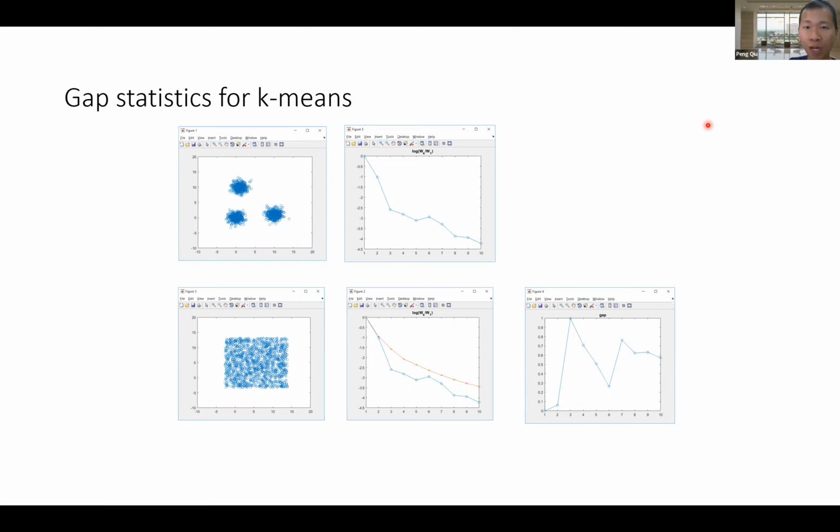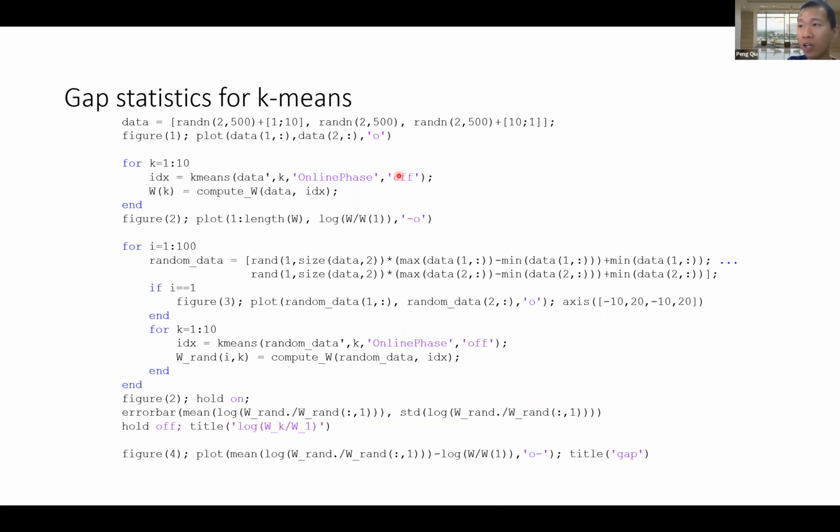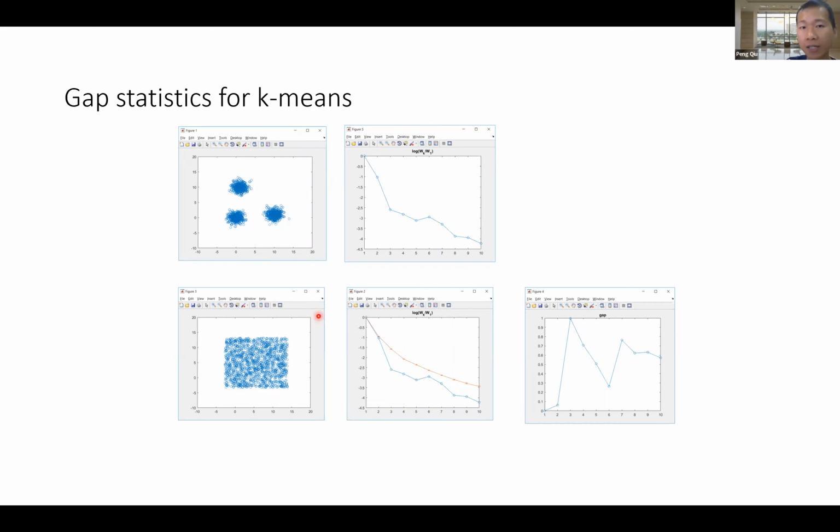So with this example, I hope that you guys now understand at least how gap statistics works. And later, if you have access to MATLAB, you can try running this script, which will reproduce the figures on the next slide. And you can also play with different scenarios that you want to simulate.